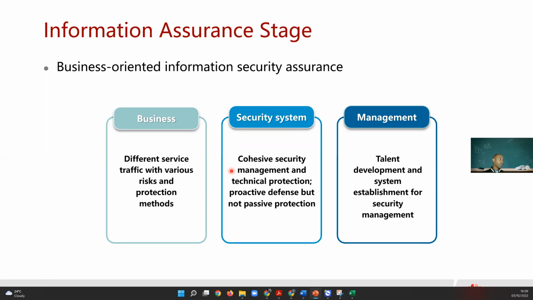So when you're looking at the business level, you're looking at some of the risk that comes with protection methods. For example, when you're looking at the security system, you're looking at management. Do you have the technologies that are there? Are you doing proactive defense, not just passive protection? Passive protection is you just set up some passwords, and people are even sharing those passwords through sticky notes. But do you have proactive defense? Have you set up multi-factor authentication? Have you set it up such that people can't log in outside the enterprise network to the core systems, things of that sort?